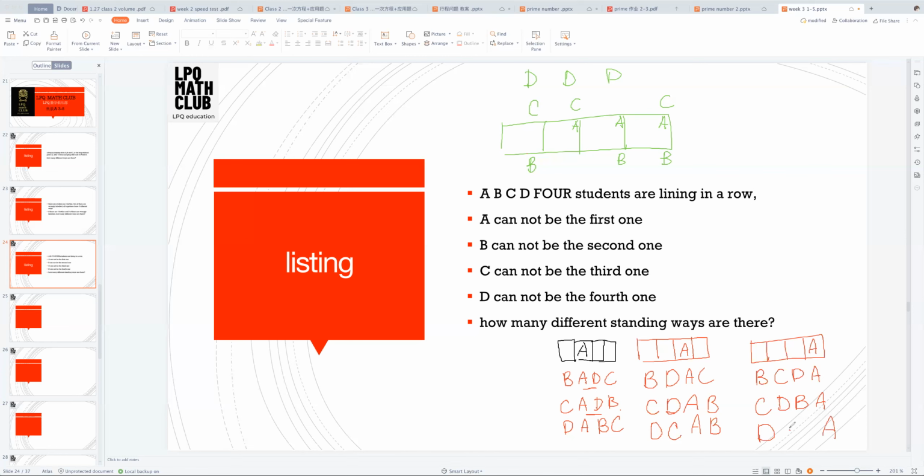So who can be the second? C, because B cannot be the second, so it's D, C, B, A. Okay, so altogether there are 9 different ways.